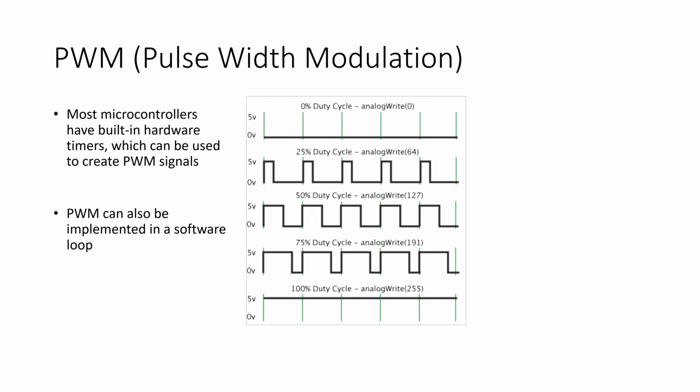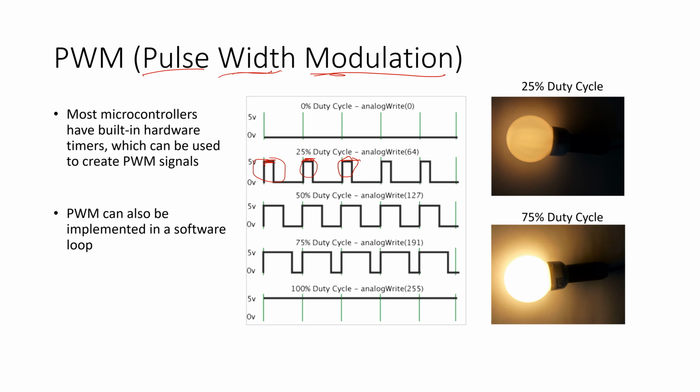Okay, PWM. PWM stands for pulse width modulation. I'm going to break down what those words mean. Pulse is talking about these little bumps right here. These are pulses of the signal. Width is talking about the width of the signal right here. And modulation is talking about the change in this width. PWM is useful for a couple of reasons, but the main one is controlling things of varied intensity. For example, you could control the brightness of a light bulb, or you could control the speed of a motor.